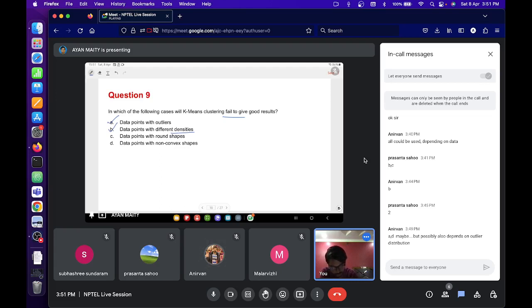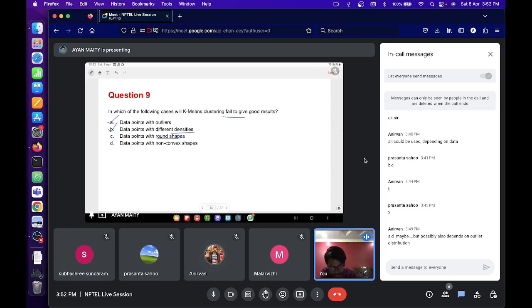Option C, it will not fail with round shapes, so option C is not the correct answer. It detects round shapes only, or spherical shapes only, because it uses Euclidean distance. So that's why option C is not the correct answer in this question.